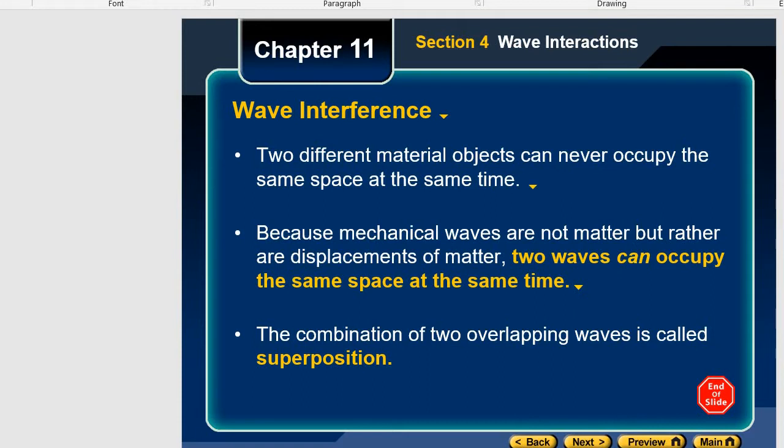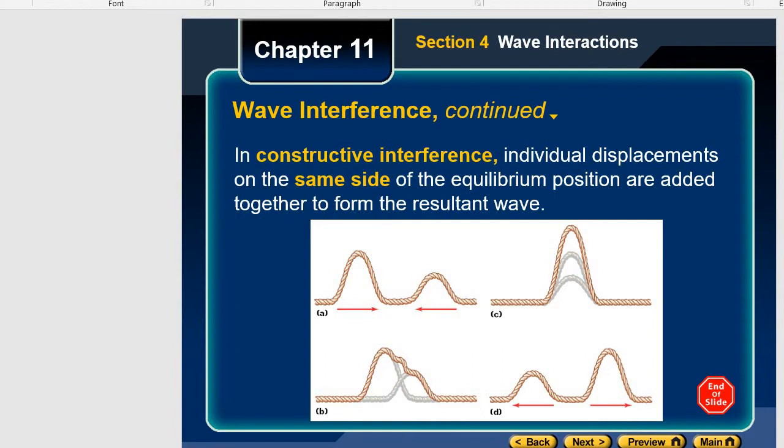Today we are going to talk about the interference of waves with each other. What types of interference are there? We have two types. We have constructive interference and destructive interference.